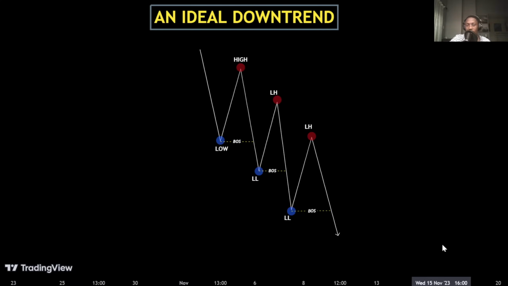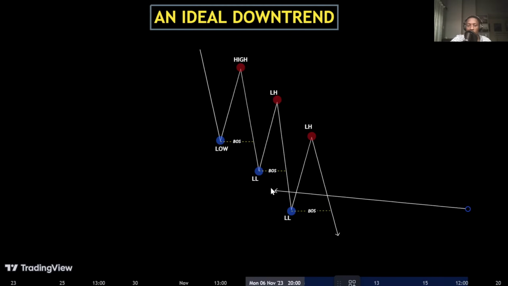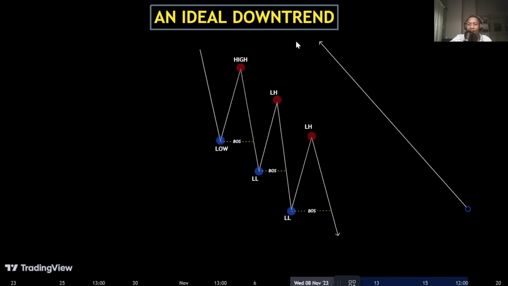Likewise with an ideal downtrend, price is just consistently breaking lows, printing breaks of structure, indicating a trend continuation to the downside. The only difference with the downtrend is that it consistently makes lower highs and lower lows, consistently breaking the lows to form a downtrend, price moving all the way down.